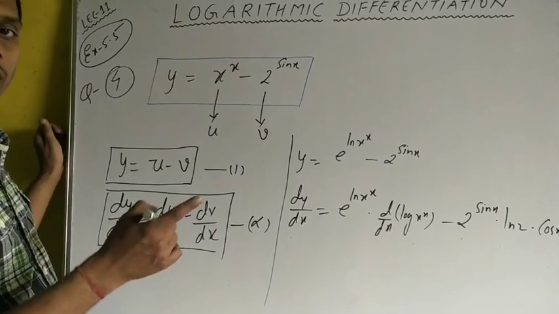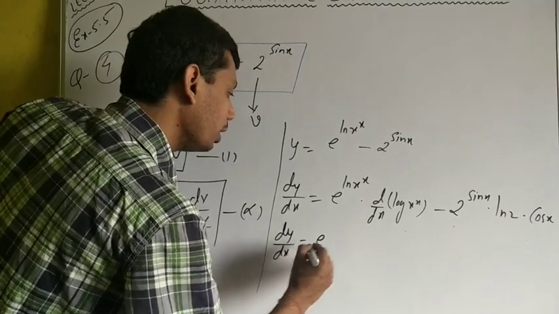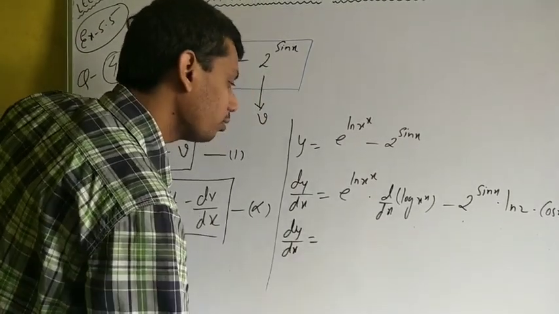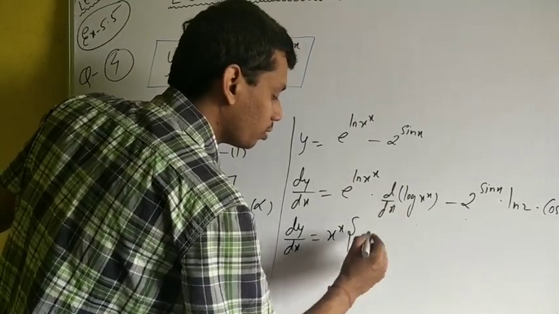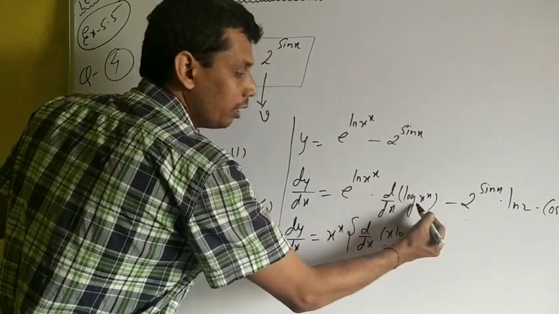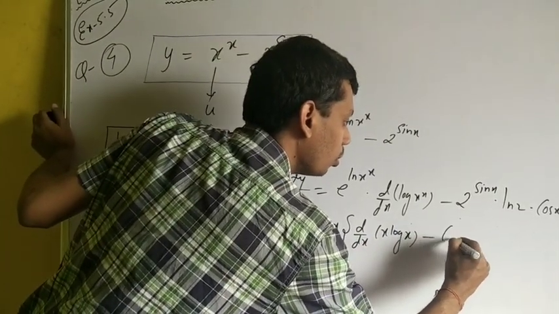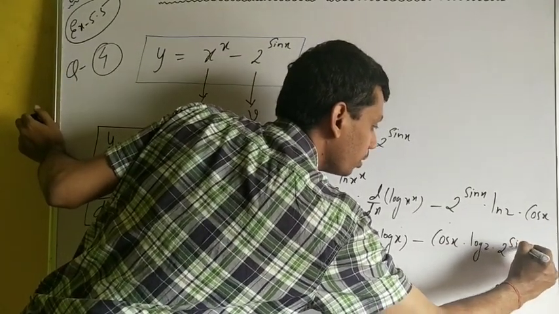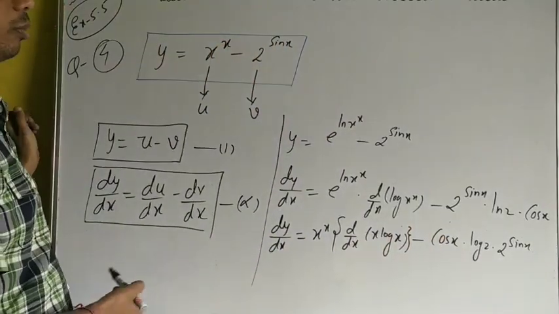And the differentiation of x will be equal to 1. We have reached dy by dx is equal to e to the power ln x to the power x, whose value is x to the power x. So now we can write it as x to the power x, into the differentiation of log x to the power x, or we can write this as d/dx of x log x, as log m to the power n is equal to n log m, minus cos x into log 2 into 2 to the power sin x. Okay, we have expressed it in this manner.